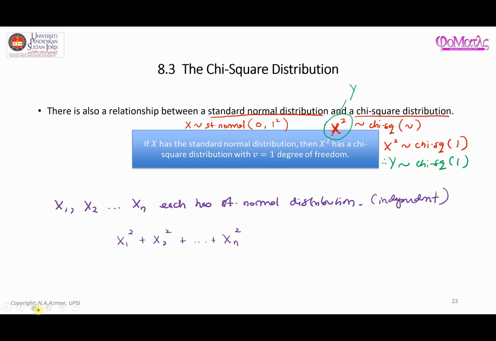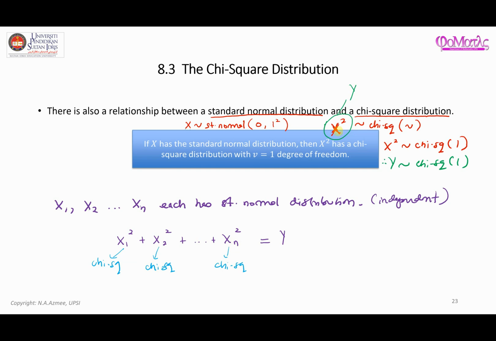If you consider this process here, I'm just going to call all of this Y. So Y represents the process where you take all these standard normal random variables and you square them. If you square a standard normal random variable, the result is going to have a chi-square distribution with 1 degree of freedom. This one is also chi-square with 1 degree of freedom, and this one as well.